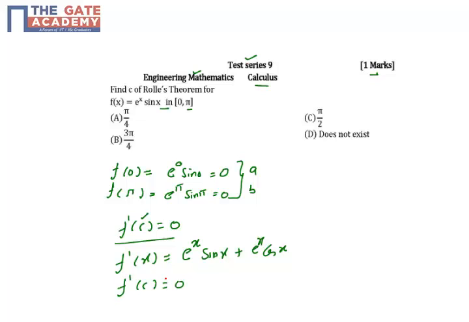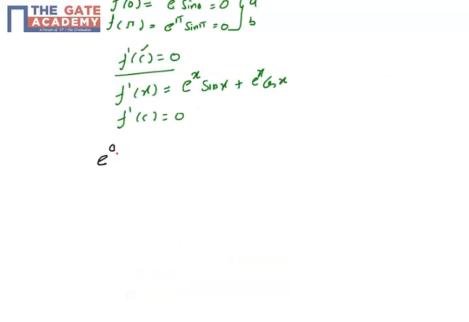So replace x with C. You will have e raised to power C into sine C plus cos C is 0. E raised to power C can't be equal to 0 because it only equates to 0 at minus infinity, which is not a finite value. So for finite value e raised to power C can't be 0.